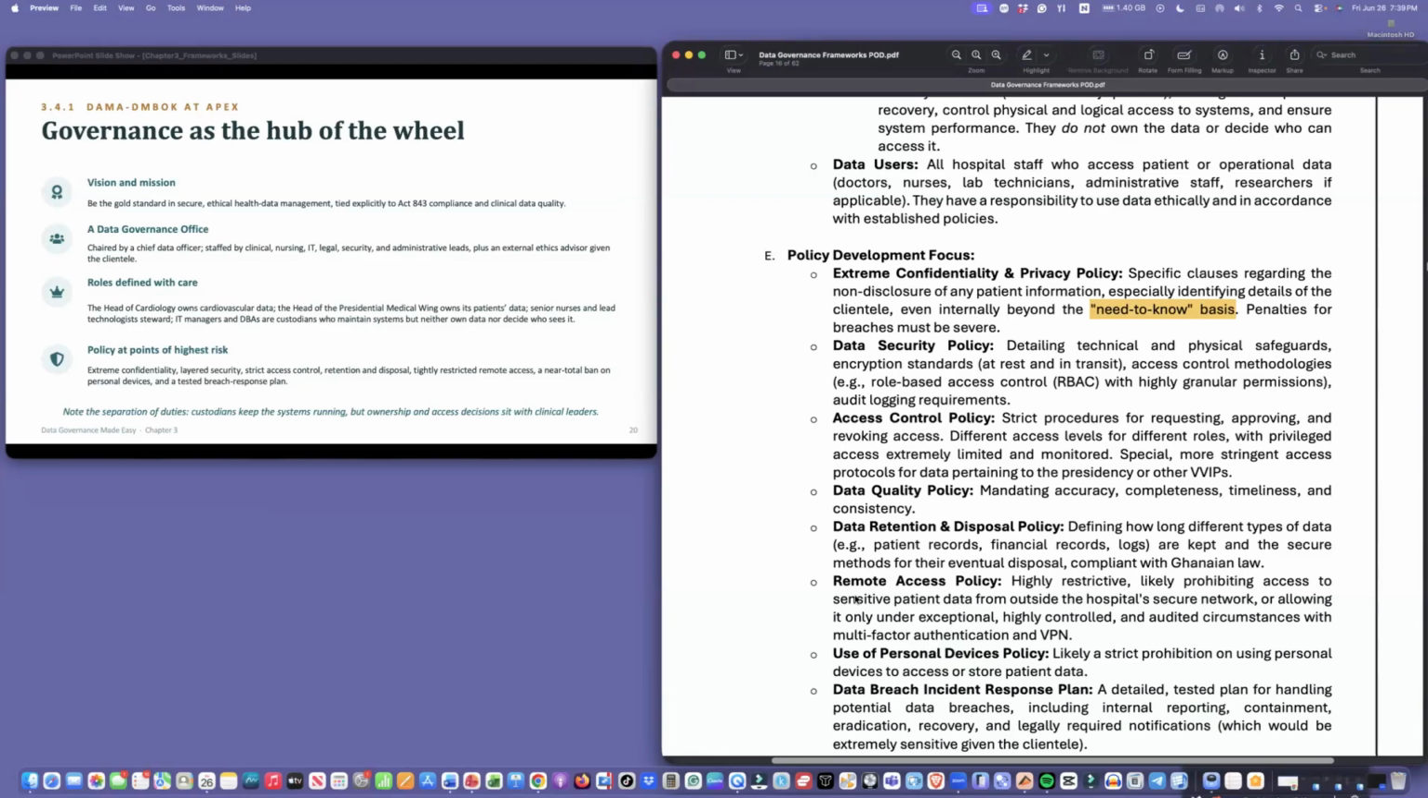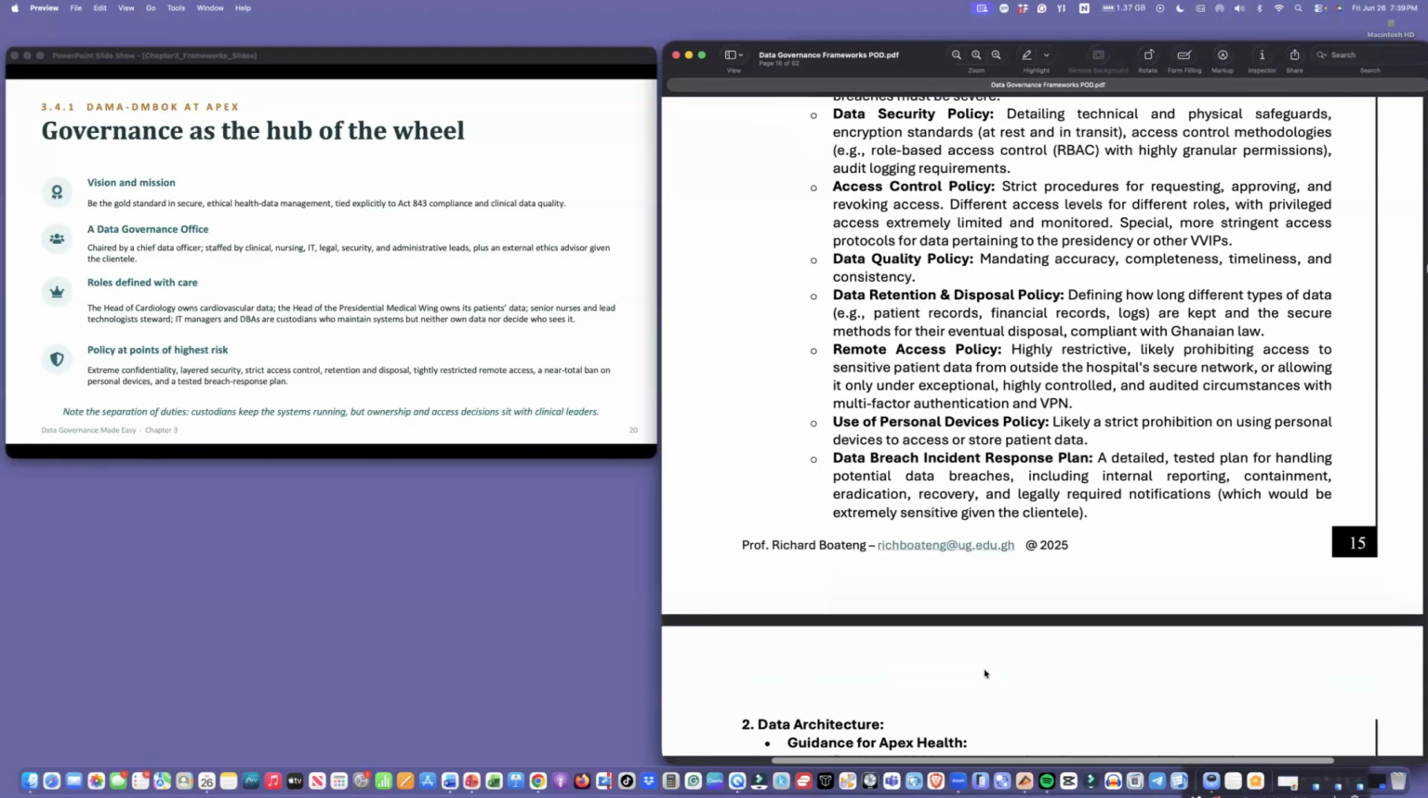Data quality policy. Your team will have to go and develop it. Data retention and disposal policy. That's why the other time I was telling you that there's a website called the Science Institute, and you have quite a number of these policies there. You can download a template and then modify it to suit your organization. If you go to their template section, you'll be able to download some. Data remote access policy, use of personal devices policy, which is very interesting. This is a use of personal device, a doctor using a personal device.